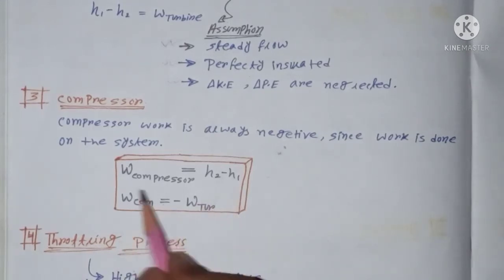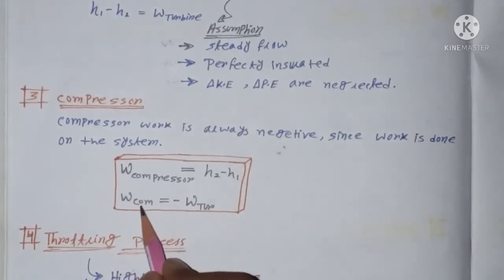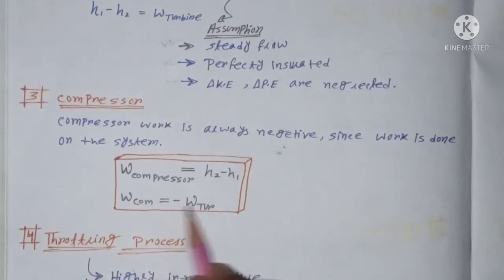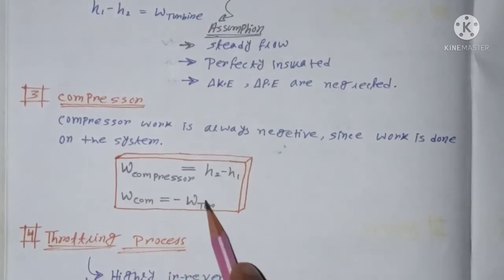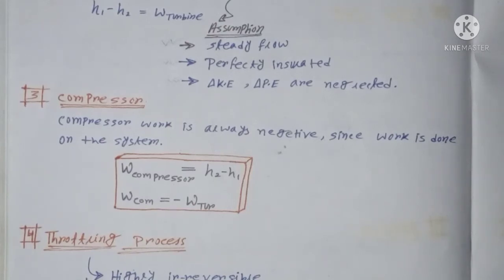Or you can remember it this way: COM represents the compressor and TUR represents the turbine, so the compressor work is nothing but the negative work of the turbine. So I think you have got the idea of how to handle any question related to the steady flow energy equation for devices such as the nozzle, turbine and compressor. Okay, so in this video this much only.